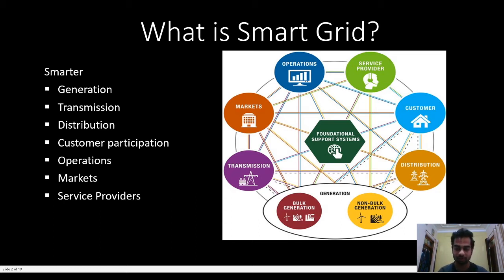Now I will talk about the different advancements that are used in the smart grid to help the system and to provide easy transmission and all this.